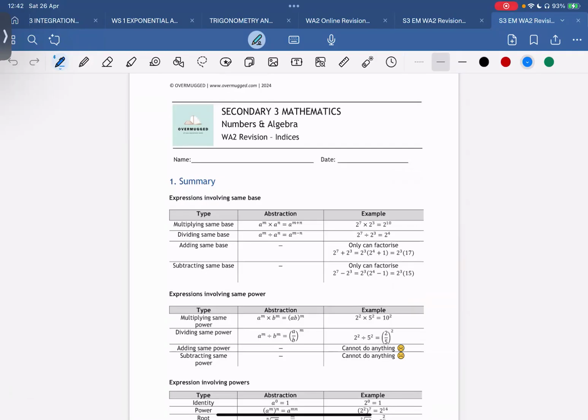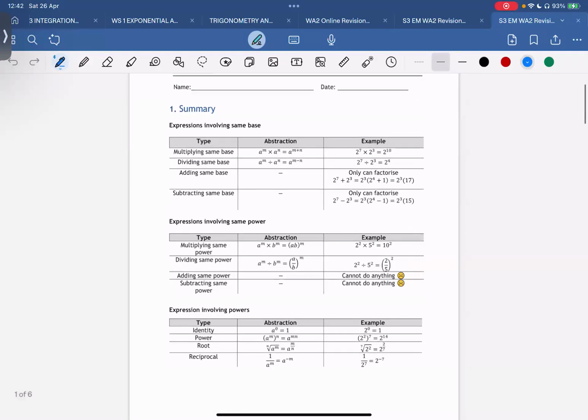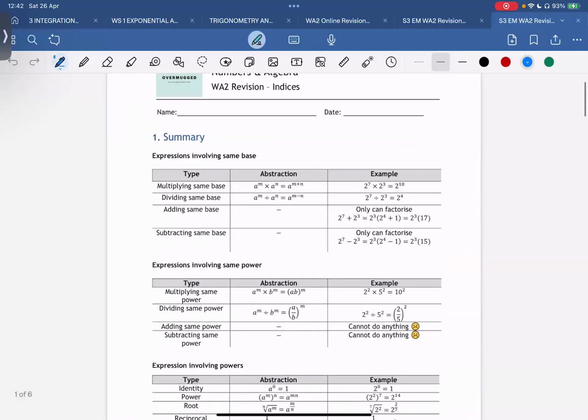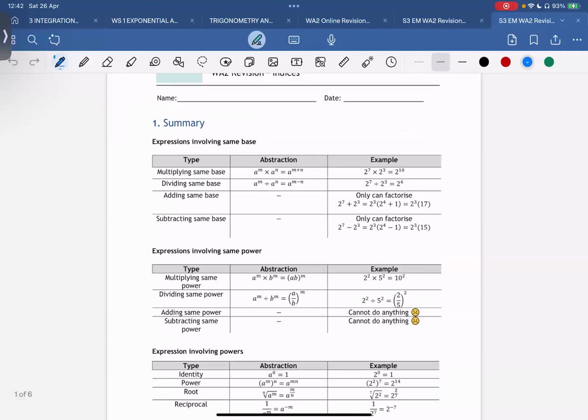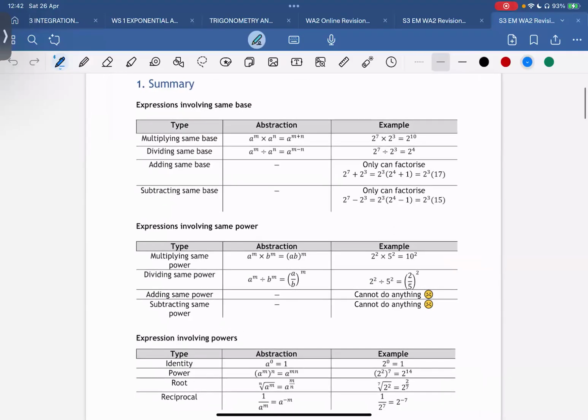Okay, welcome to today's WA2 revision, where we will be going through indices as well as coordinate geometry. So, the first topic we'll be revising is indices. Before I begin, let us go through the laws of indices very quickly.